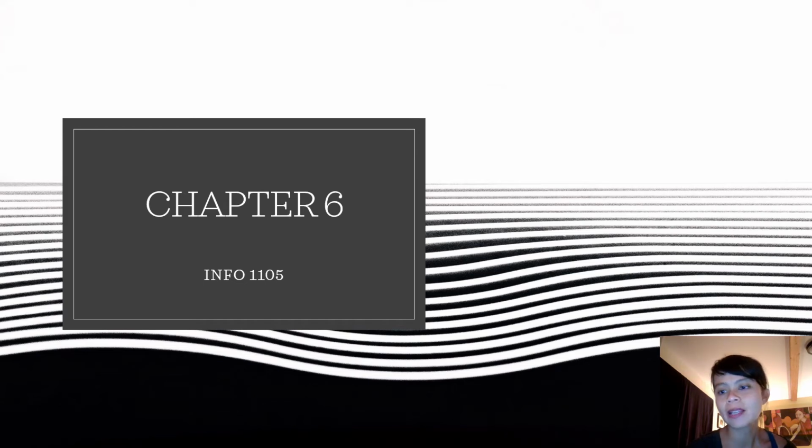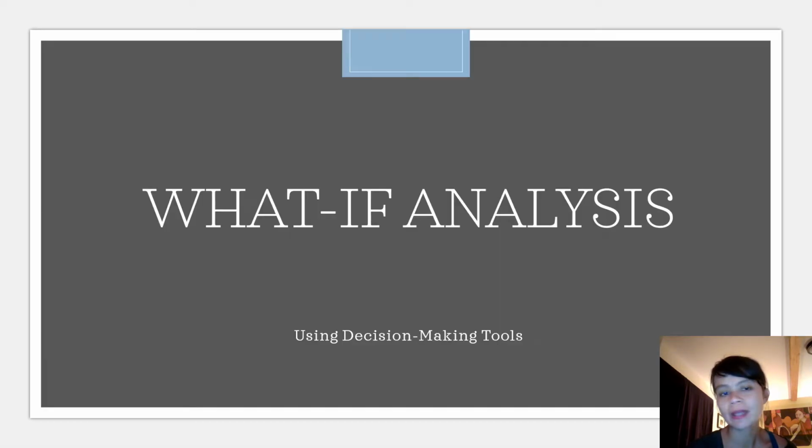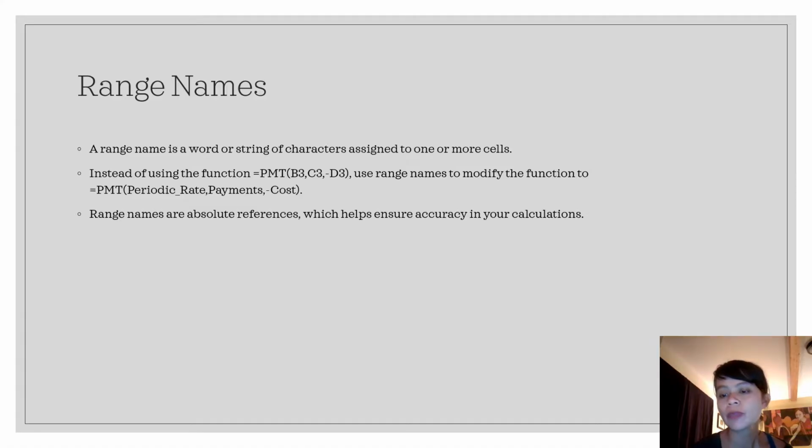This PowerPoint is on Chapter 6. And in Chapter 6, we look at the what-if analysis. We look at using decision-making tools in Excel. So first, we're going to start with range names, the most basic thing.